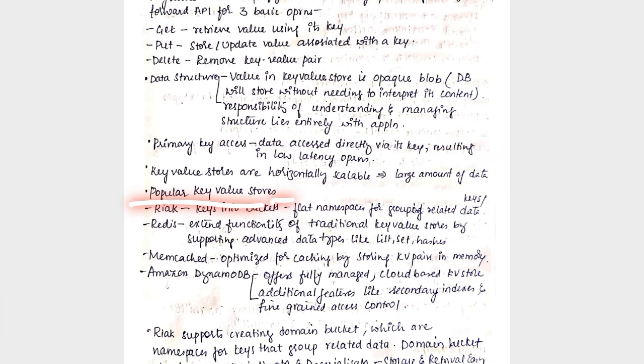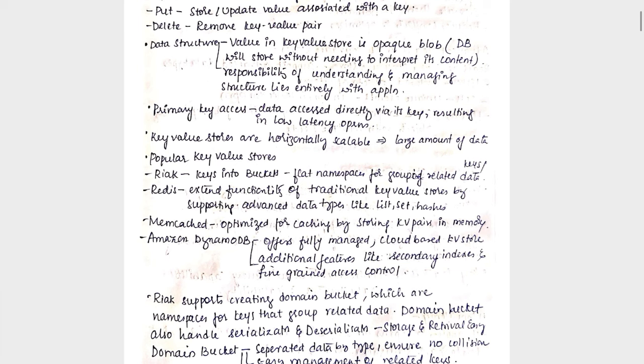Looking at the popular key value stores, the first one is Riak. It organizes the data or the keys into buckets. These buckets act as flat namespaces for grouping related keys or related data. Then next we have Redis. It extends the functionality of traditional key value stores by supporting advanced data types like list, set, hash, thereby enabling a broad range of use cases.